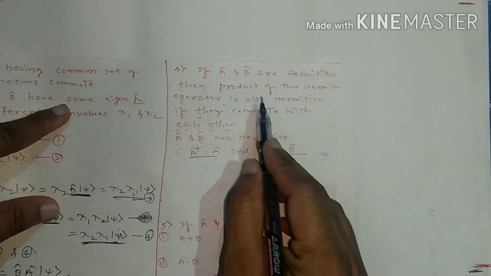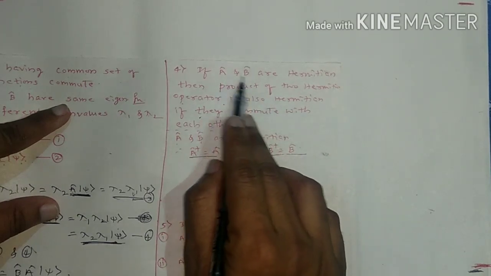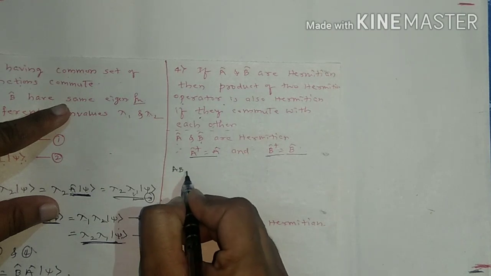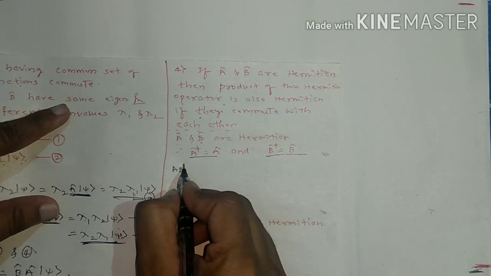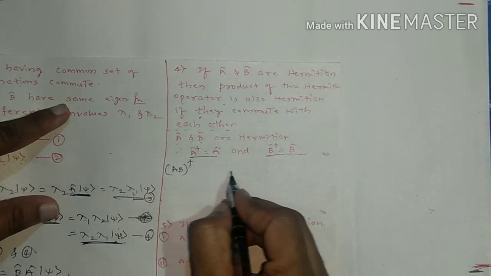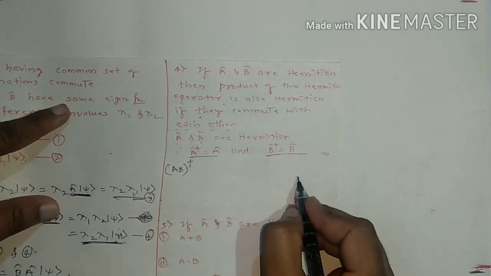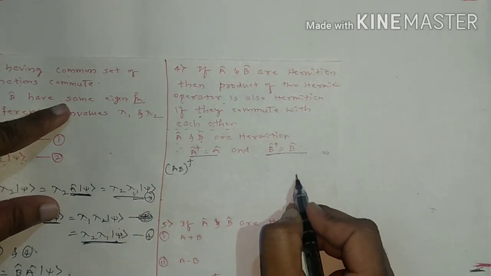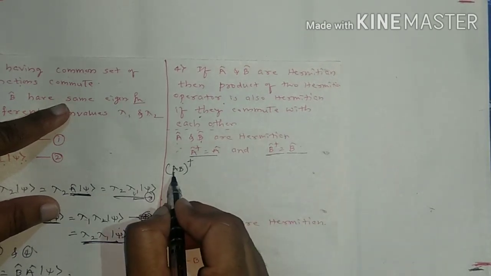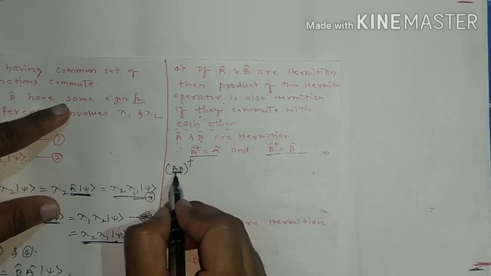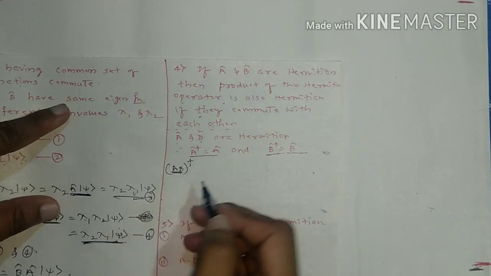So what we have to prove? That the product AB is also Hermitian. So let us take the product AB. If I take the dagger of AB and do the operation, and at the end I get AB, then (AB) dagger will be equal to AB. That means the operator AB will be Hermitian. So what is this AB? Product of A and B.